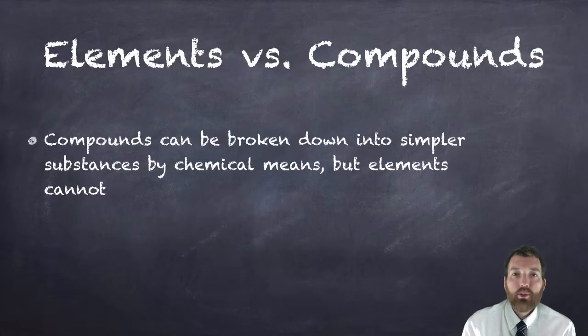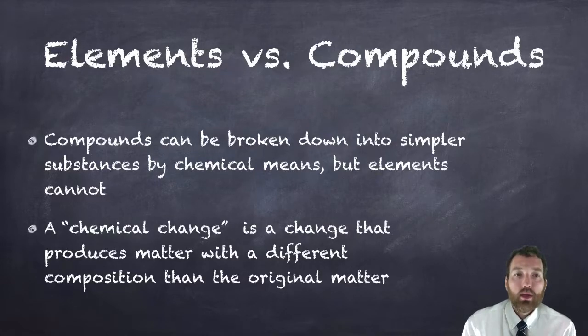Okay, so compounds can be broken down into simpler substances by chemical means, but elements cannot. You can't do a chemical reaction to break one element down into something smaller. A chemical change is a change that produces matter with different composition than the original matter. So if I do a chemical change to break down a compound, for example, if I break sodium chloride into sodium and chlorine, those components, those products have different composition and different chemical properties than the original salt had.